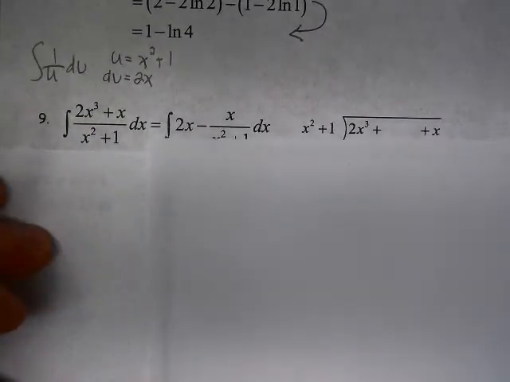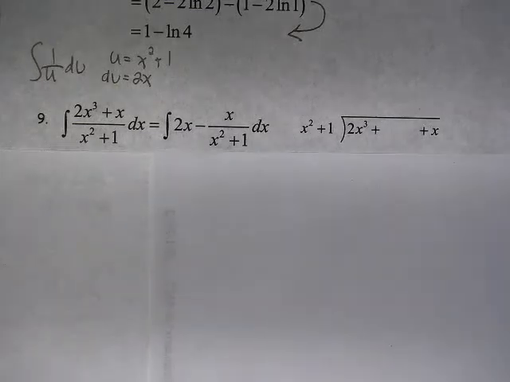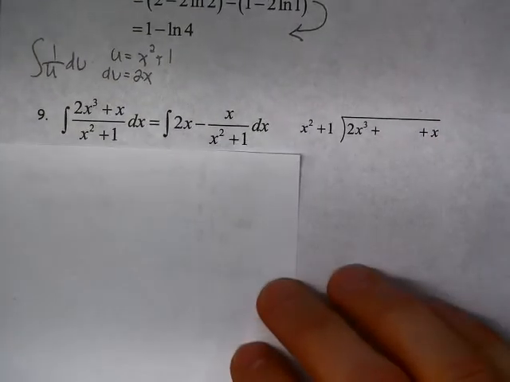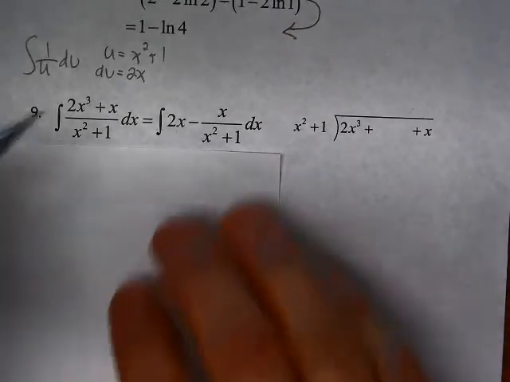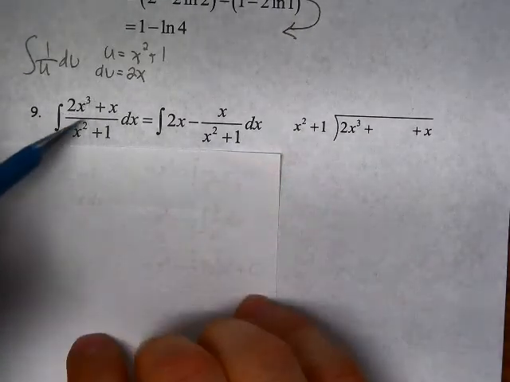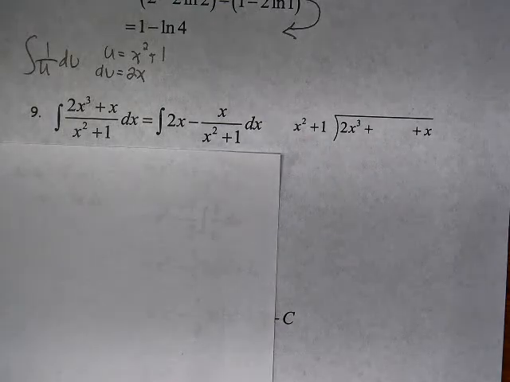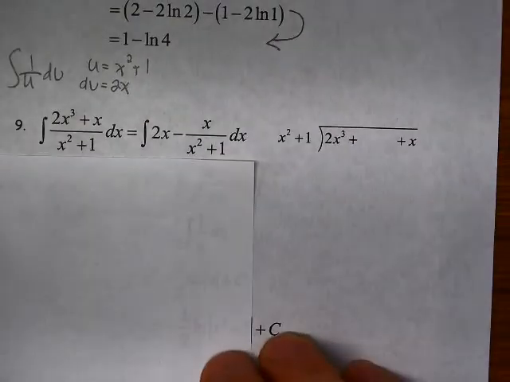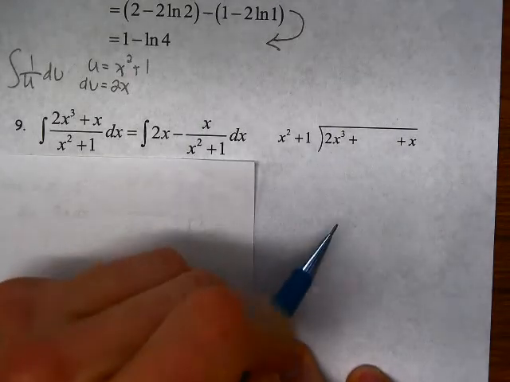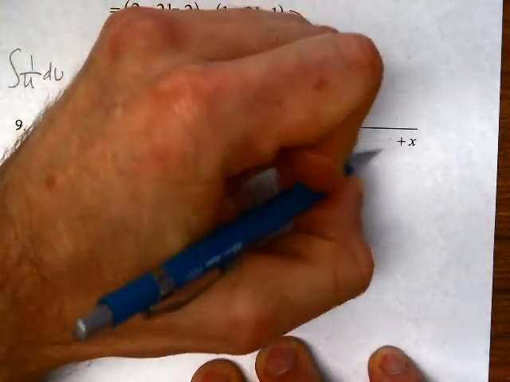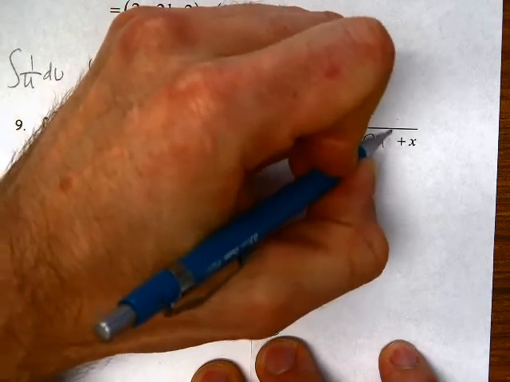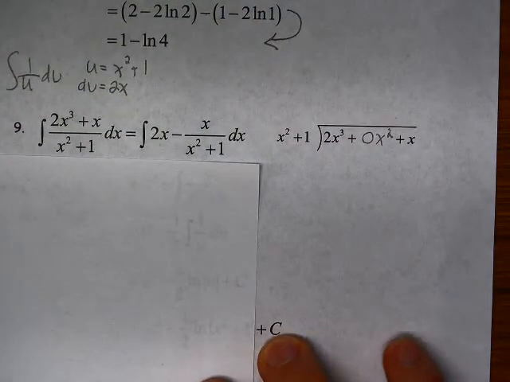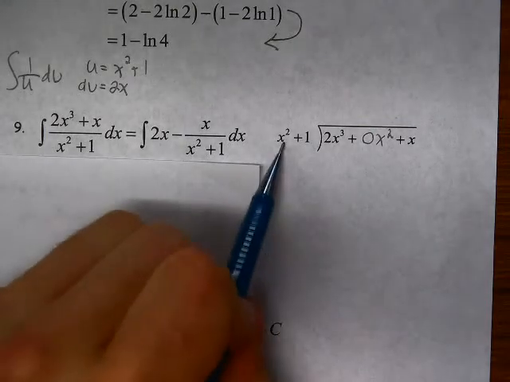So we end up with this, but it's worth taking a few minutes to talk about how I got that. I'm basically going to do 2x cubed plus x divided by x squared plus 1. So I have that set up over here on the side. I have 2x cubed plus, and I'd like a placeholder for that missing power of x, so 2x cubed plus 0x squared plus x, divided by x squared plus 1.